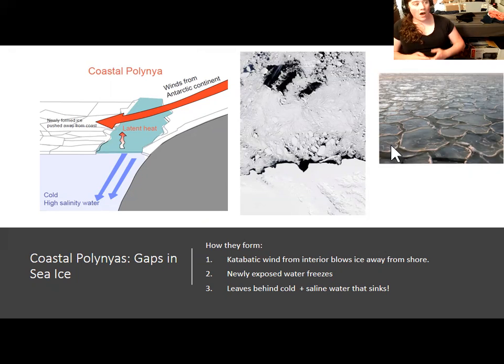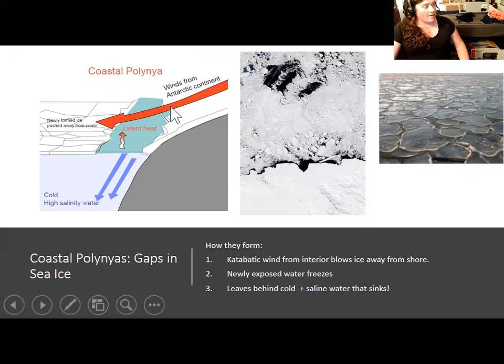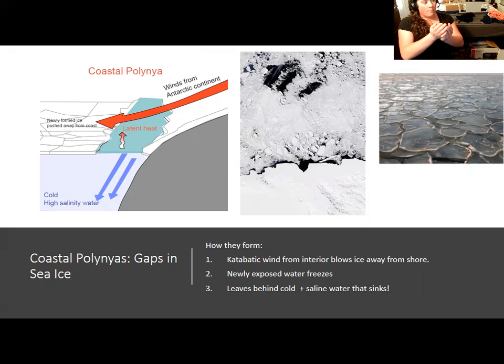That causes new sea ice to form very rapidly. I wish this were animated, because what's happening is that the wind is perpetually pushing the sea ice away from the continent. New water is upwelling, new water is replacing it, and the surface of that water is constantly freezing and then being pushed out again, and then more water replaces it and is frozen.